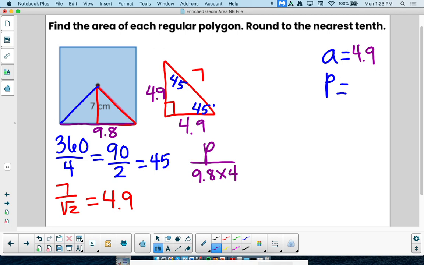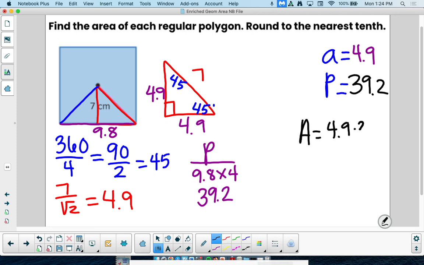What are you guys getting? 96. I think you might have solved the problem. Good answer, though. Perimeter should be what, folks? There you go. Now we have all of our pieces. Area equals 4.9. You guys okay with 96?